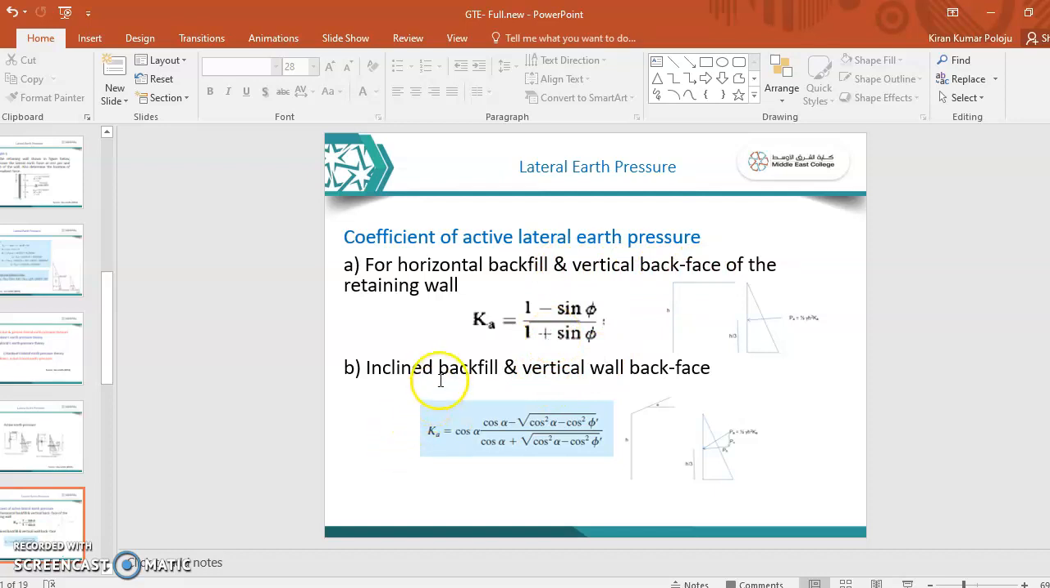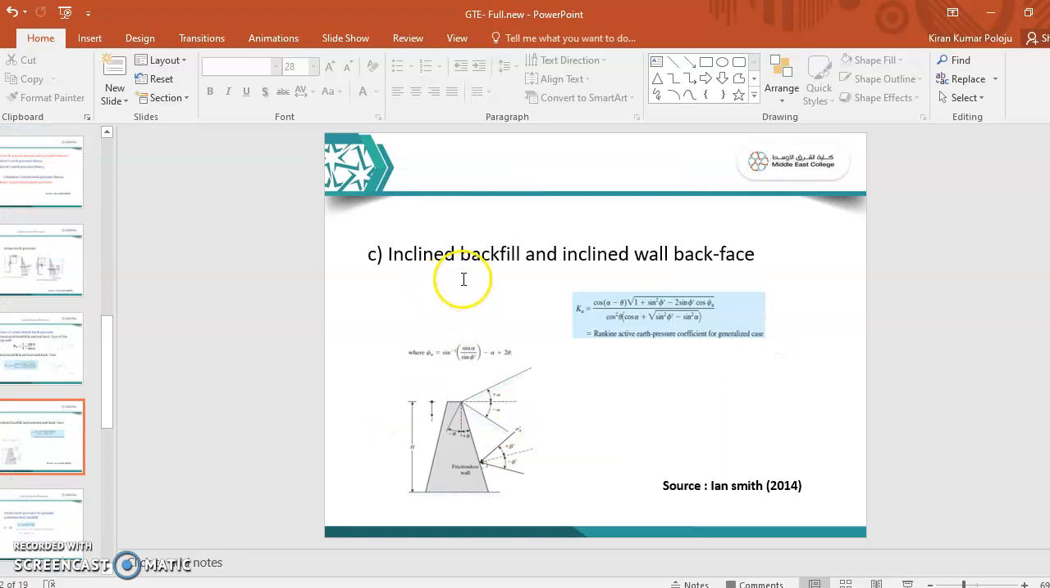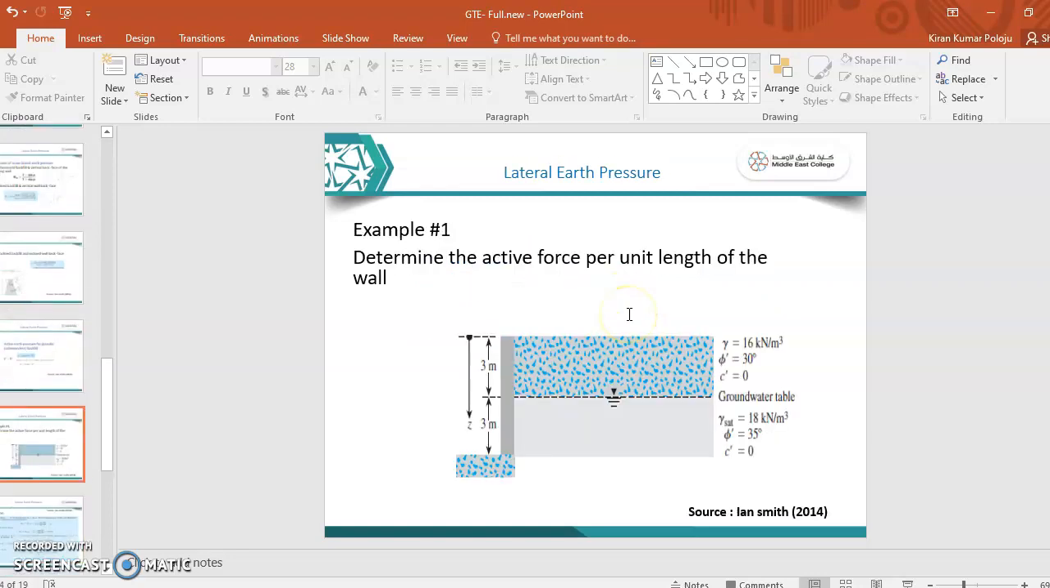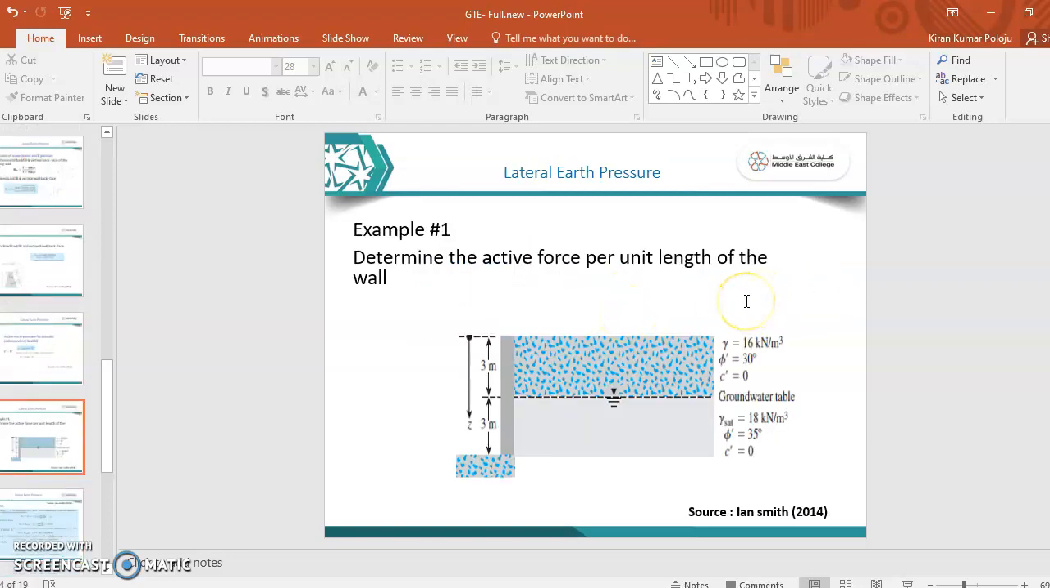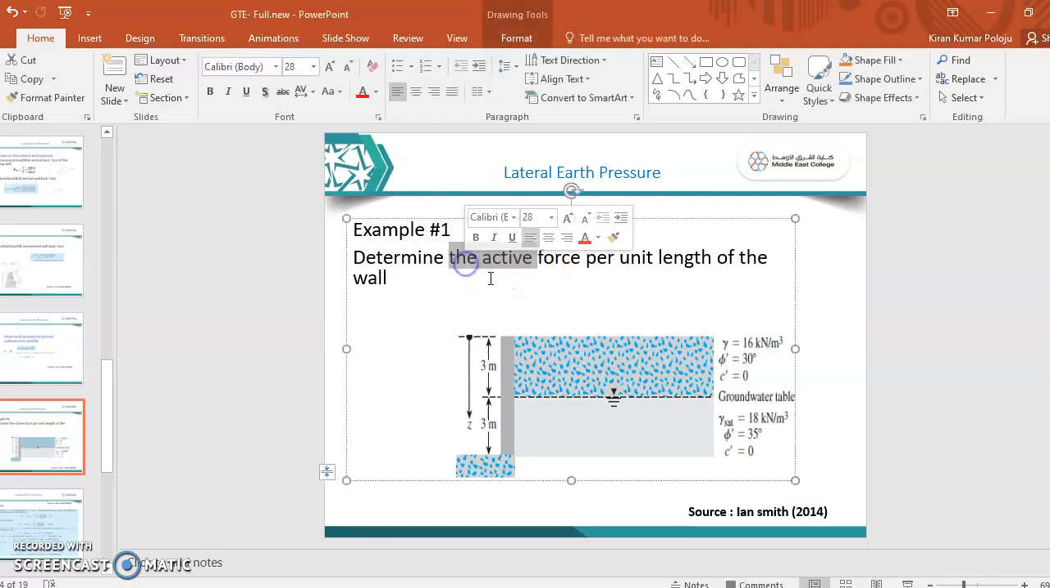If it is inclined, we have to use this formula where K0 is equal to, and if it is inclined backfill, then we have to use this formula. So it depends upon the type of the condition. Here we'll see one more example problem. Determine the active force per unit length. See here, this is the active earth pressure. The previous problem we have seen was for the at-rest case, and this is active.